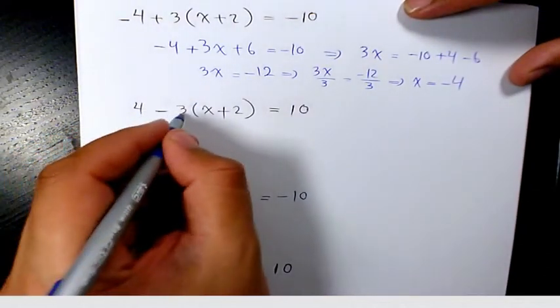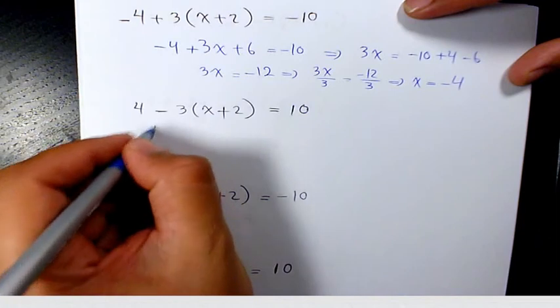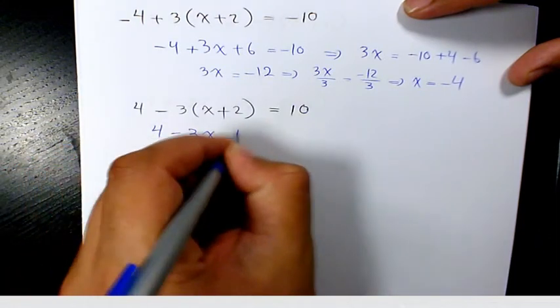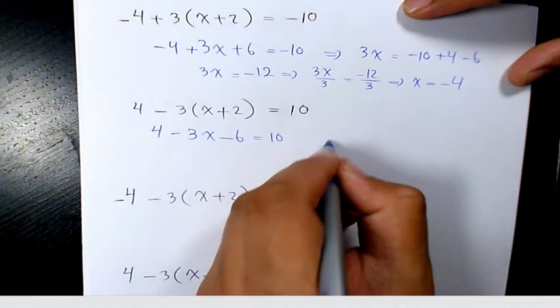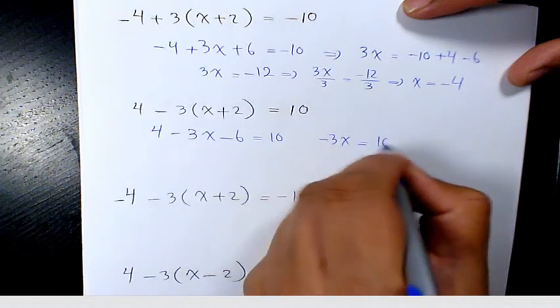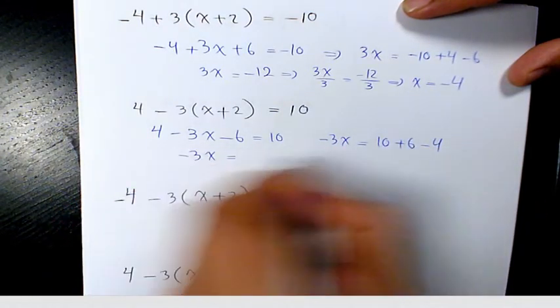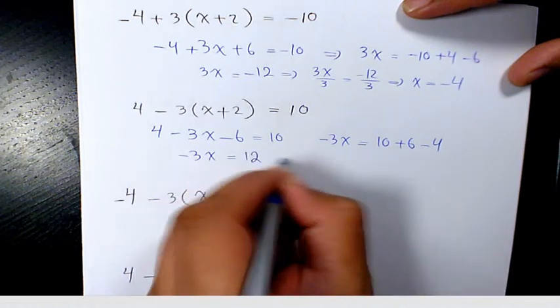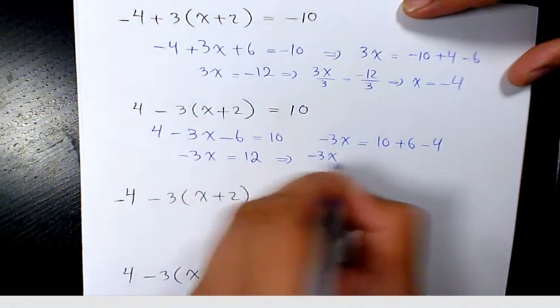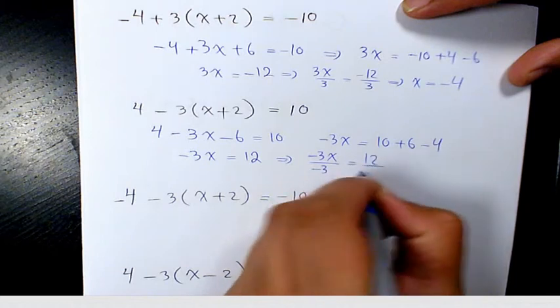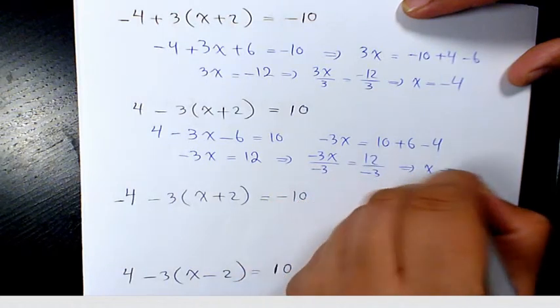4 minus 3 times x plus 2 equals 10. So 4 minus 3x minus 6 equals 10. So we have negative 3x in here. 10 plus 6 minus 4. So we have negative 3x equals 16 minus 4, which is 12. So negative 3x divided by negative 3. 12 divided by negative 3. x equals negative 4.